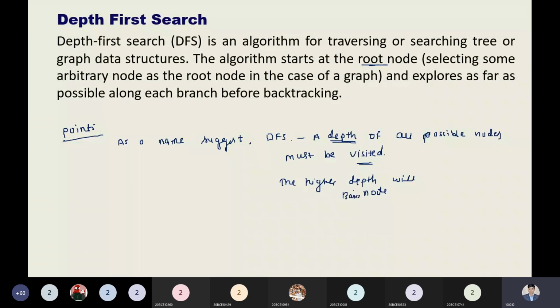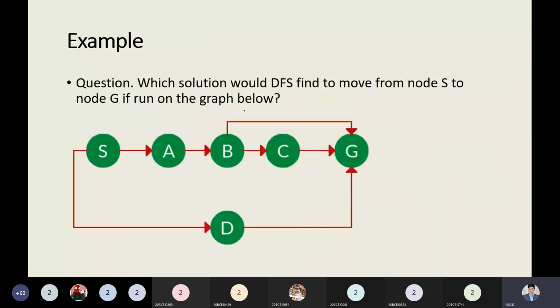Node will be considered. Okay, so this is just the idea, and now this is the example. So let us understand this example first.